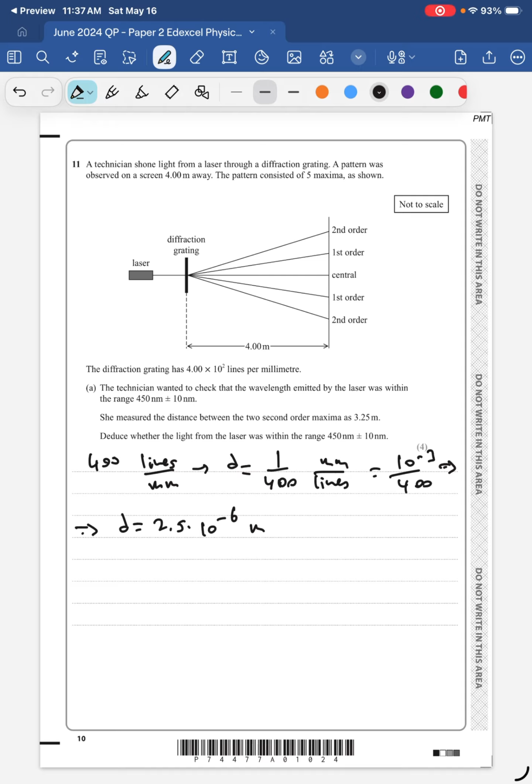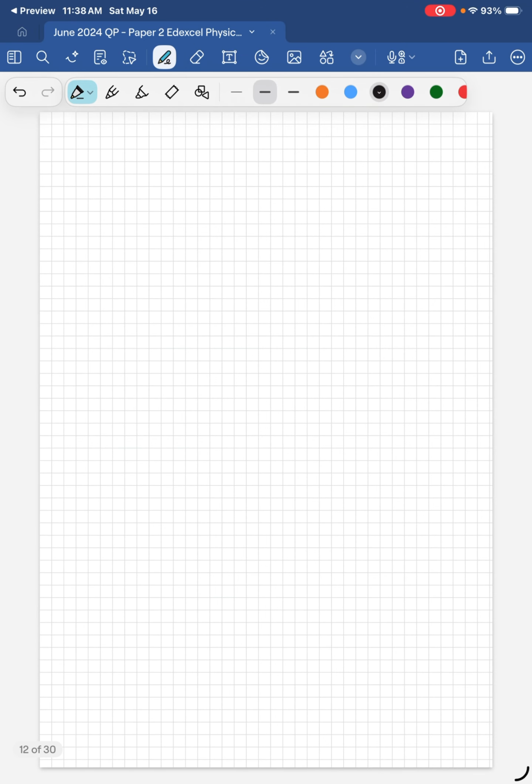Now, they tell us that this is 4 meters away and that this is 3.25 meters away. So we can find theta for the second order maximum. So tangent of theta is 3.25 over 2, and then over 4 meters. So this is 0.41, which means that theta is 22.11 degrees. Okay, let's start a new page.